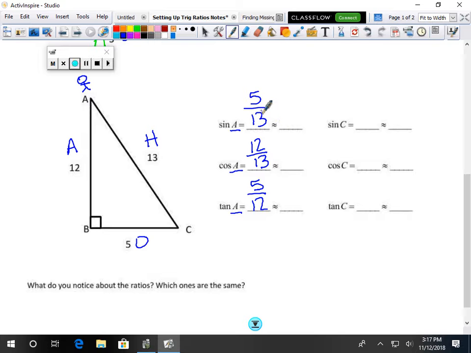As a decimal, 5 over 13 is approximately 0.38. Cosine of angle A, 12 over 13, is approximately 0.92. And tangent of angle A, 5 over 12, is approximately 0.42.